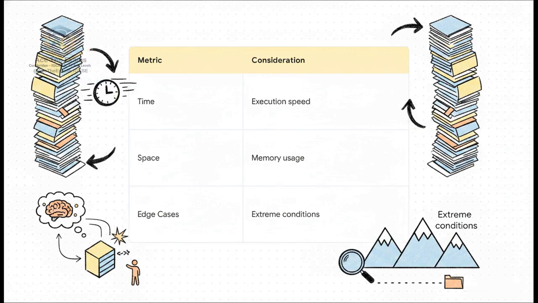If you have a massive file with 1 million records, does your program have to read all 999,999 records just to find the final one? Second, space complexity. Are you trying to load the entire massive file into main memory all at once, which could literally crash the system? Or are you smartly reading and processing it one single record at a time? And finally, edge cases. How does the system behave under extreme conditions?